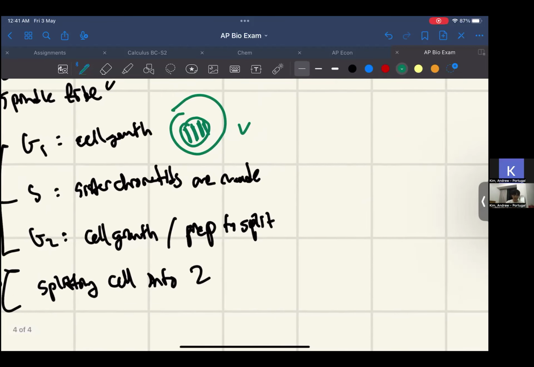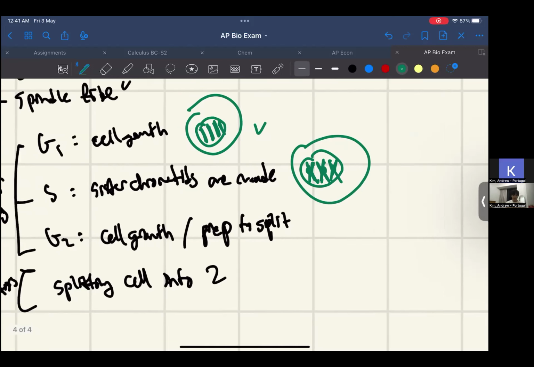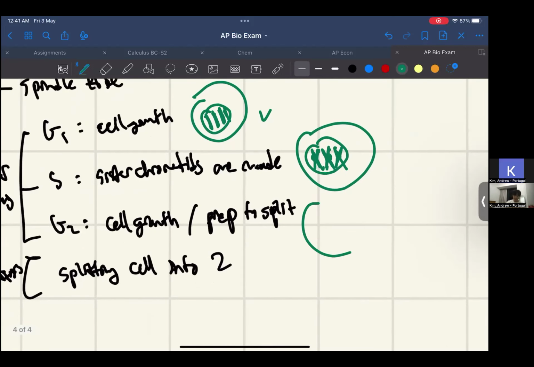At S phase, this is when puberty hits and this singular strand chromosome, singular chromatid chromosome, will change to a two chromatid chromosome connected by a centromere again, like this. Now G2 phase is again a cell growth phase. Nothing special happened. The cell just grows.